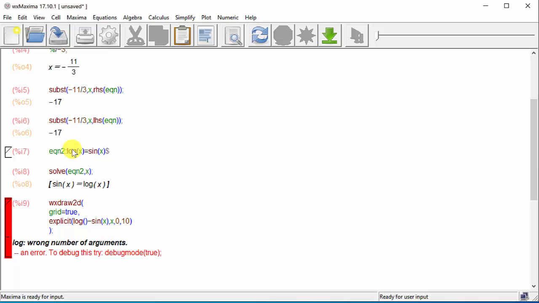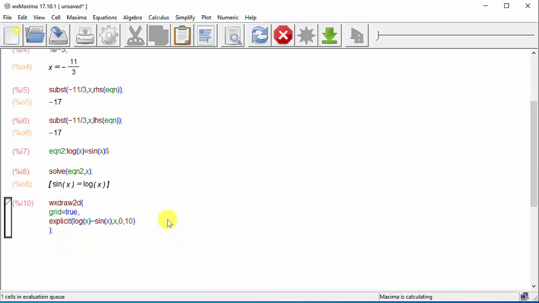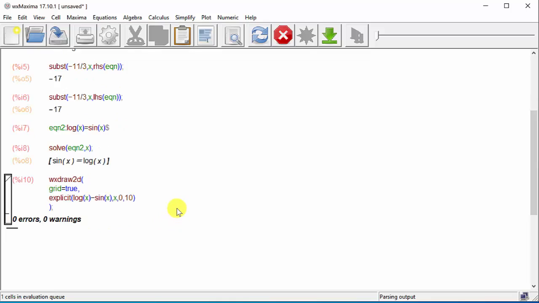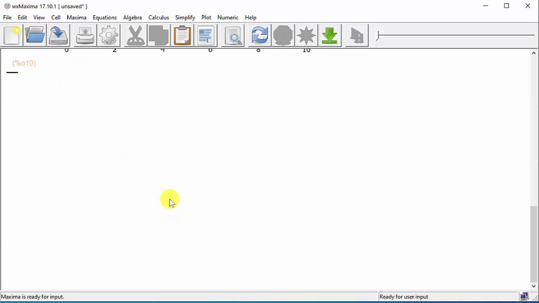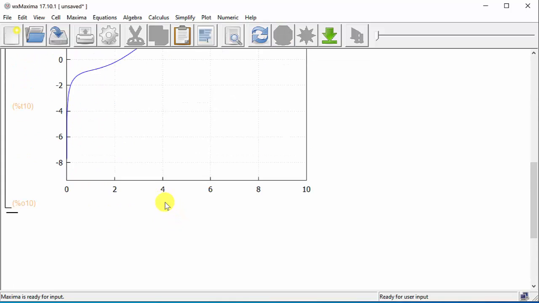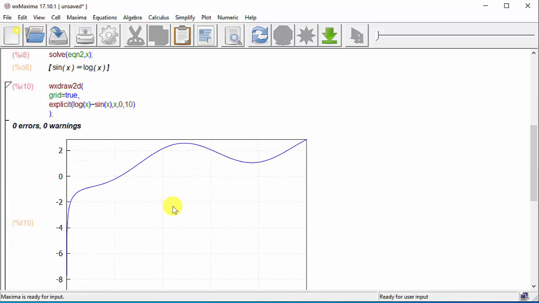Oh, wrong number of arguments. I missed a parenthesis. Oh, I guess it'd help if I put an x right there, wouldn't it? All right, let's hit shift enter, see what that does. There we go. All right, come on. There's my graph. Took it a little while to load, but we're there. But you can see, here's my graph.